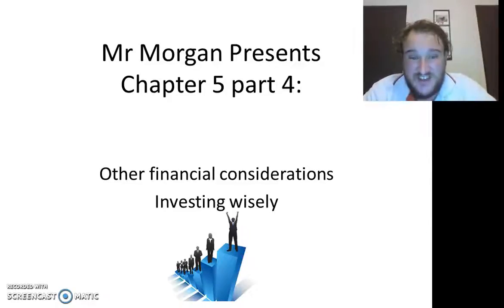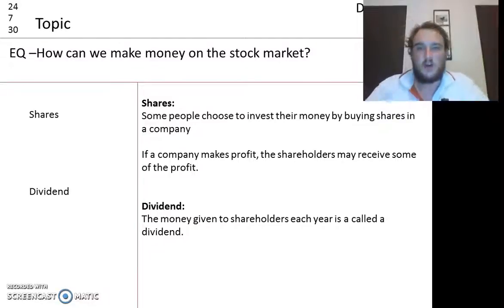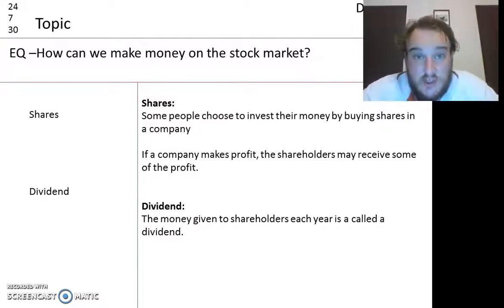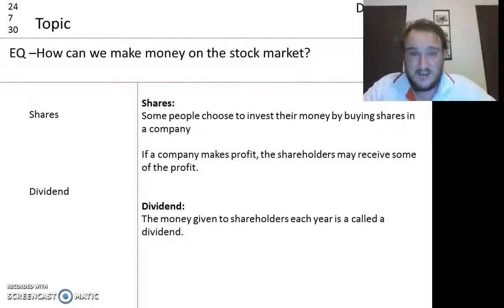Other financial considerations, investing wisely. So straight into it. Our EQ is how can we make money on the stock market? Basically you can buy these things called shares in different companies. You invest your money into buying shares, and then when the company makes profit, you then get some of that money back, which is called a dividend. A dividend is the money you get from a company at the end of each year, usually a financial year, and it's an amount of money based on how many shares you own in that company.